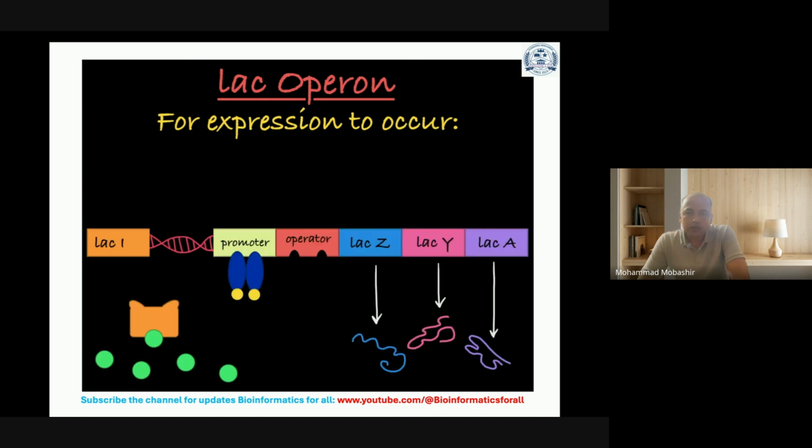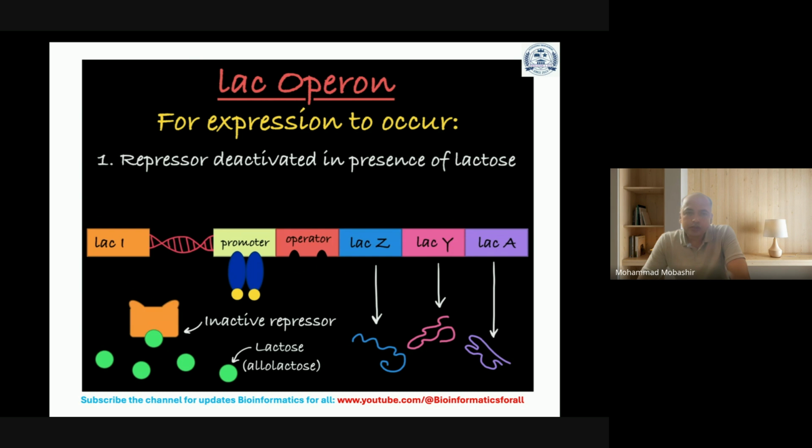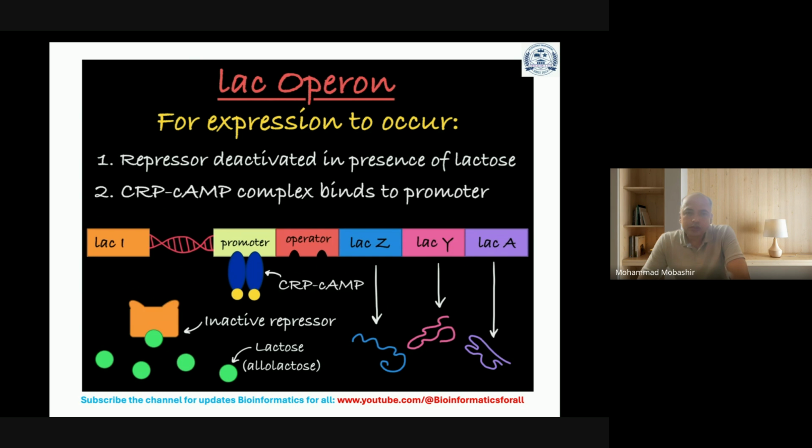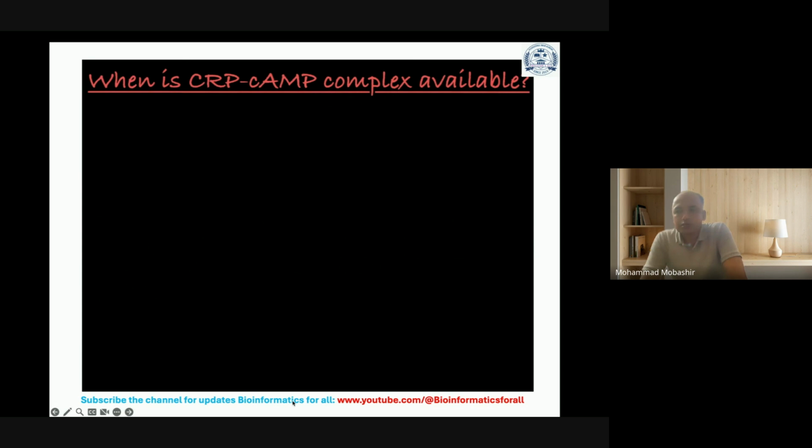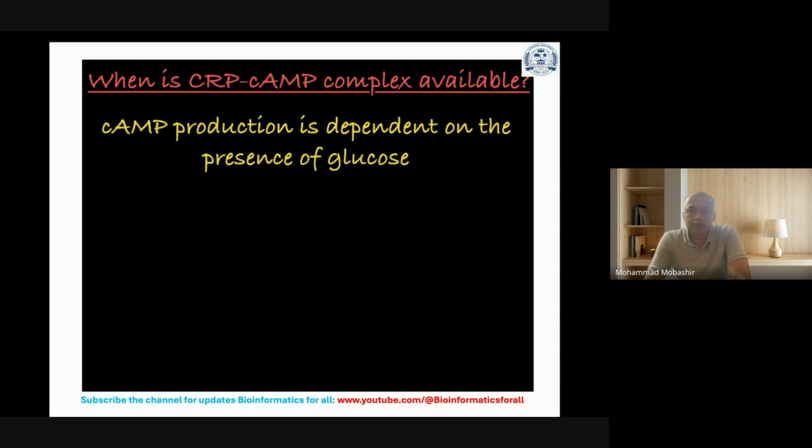So, for transcription of the lac genes to occur, the repressor needs to be deactivated by the presence of lactose, and the CRP cyclic AMP complex needs to be available to bind to the promoter to help RNA polymerase attach to the DNA. So what controls whether or not the CRP cyclic AMP complex is available to bind to the lac promoter? That has to do with the availability of cyclic AMP in the cell. And the cyclic AMP availability is impacted by the presence of glucose in the cell.